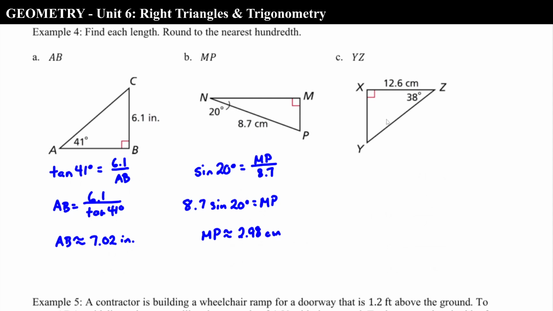And then for YZ, in relation to this angle, YZ is our hypotenuse. We're given the adjacent, so we're going to use cosine because we have adjacent and hypotenuse. So cosine of 38 degrees is equal to adjacent over our hypotenuse. Move YZ over, divide by cosine of 38, and you're going to get YZ is equal to 12.6 divided by the cosine of 38 degrees. Put that into your calculator, and you're going to get that YZ is approximately 15.99 centimeters.